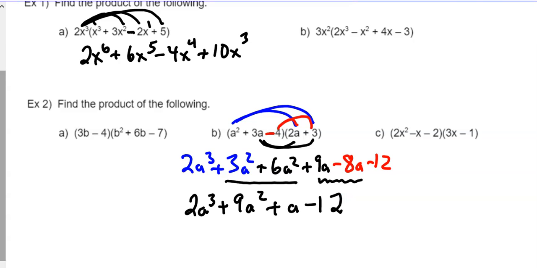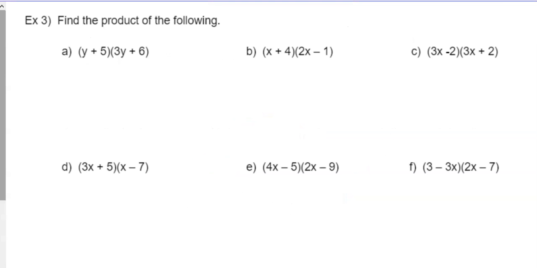So let's take a look at example 3. Again, same sort of idea. I'd have to distribute. Now I am going to throw a word out here. Some of you might have heard this as FOIL. Some people do not like that word. It's just the order you multiply, however you'd like to do it. It stands for first, outer, inner, and last.